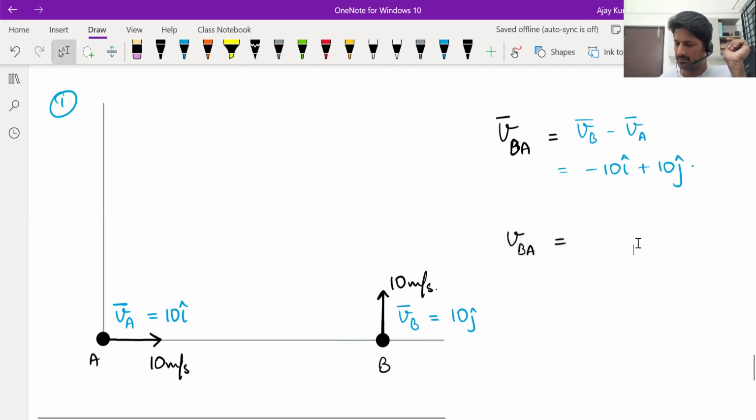Nitya, how much is the relative speed? Can anyone give an answer for relative speed?